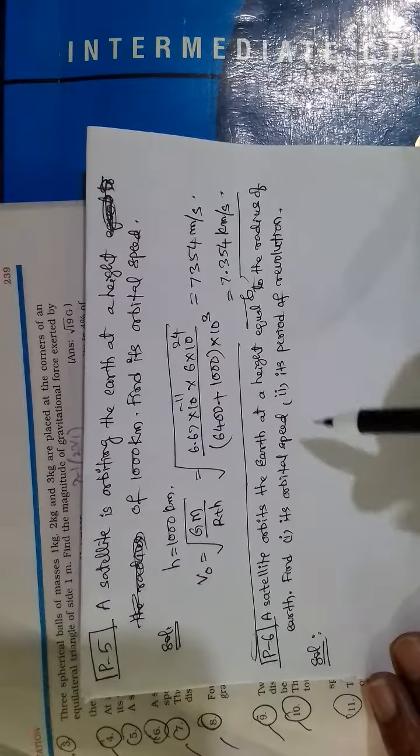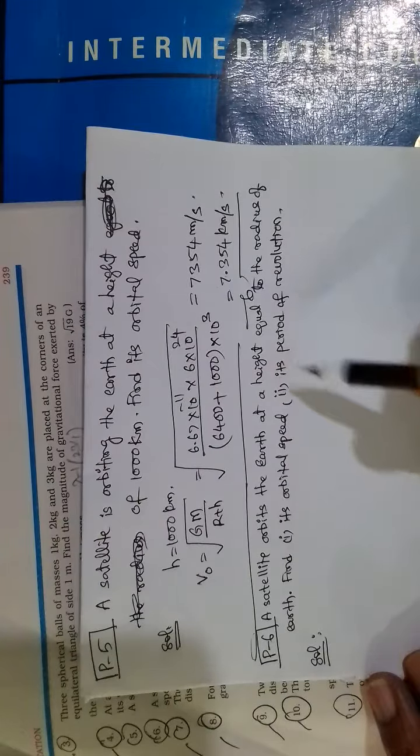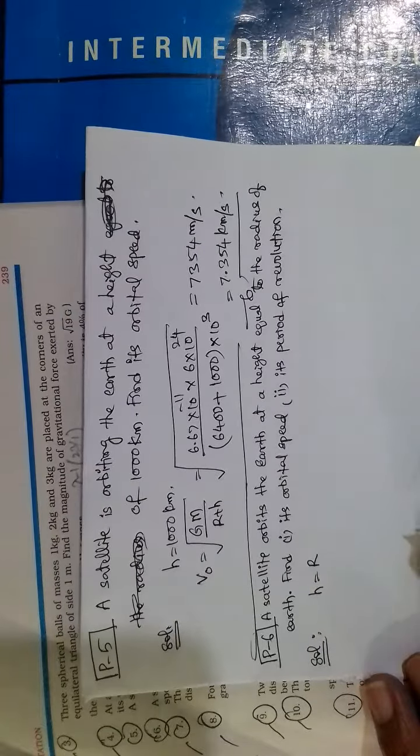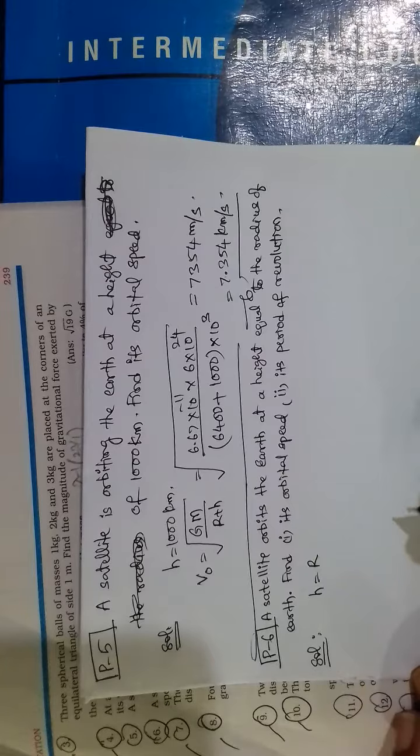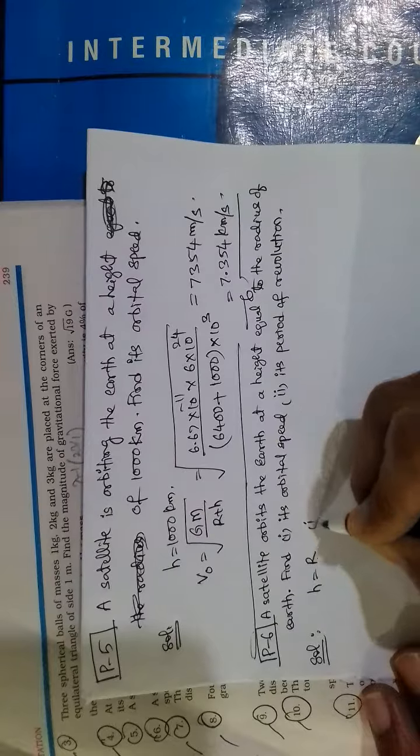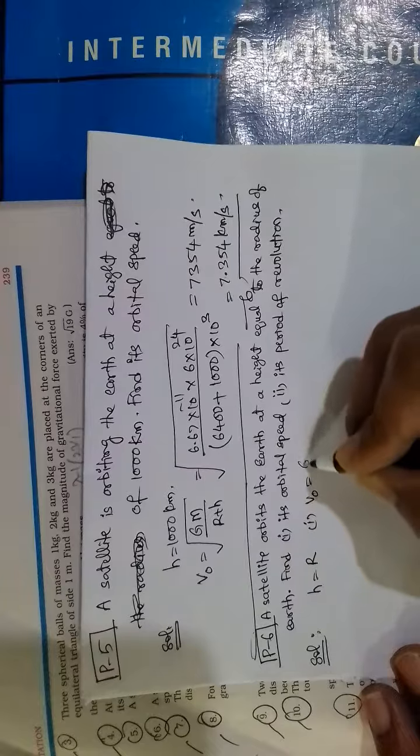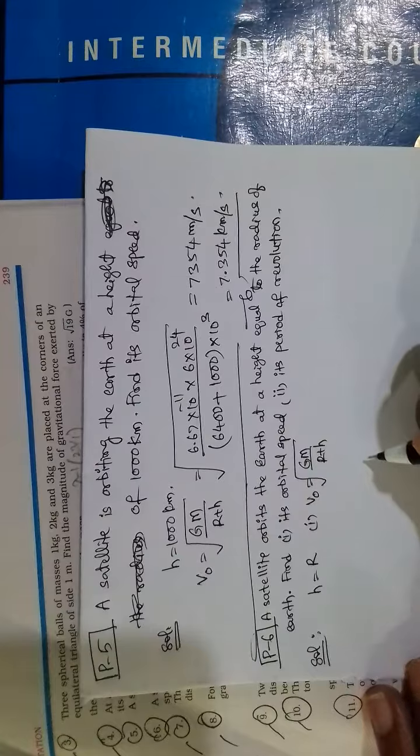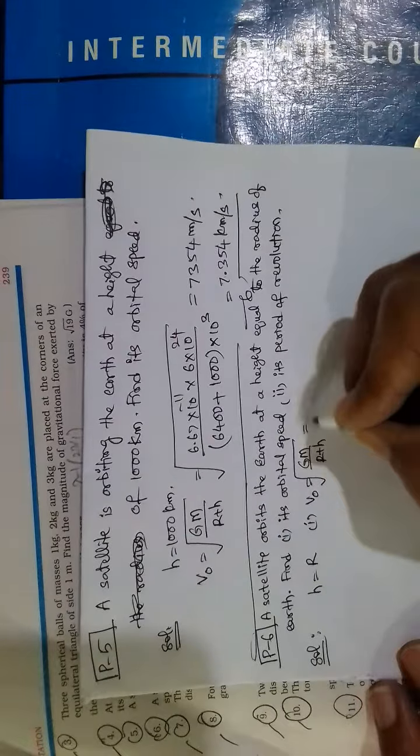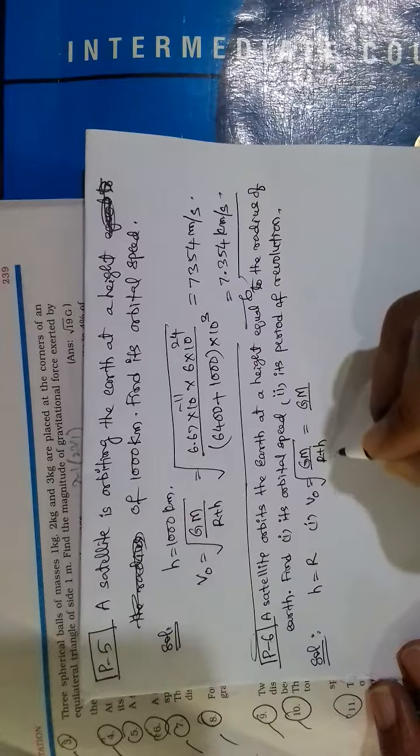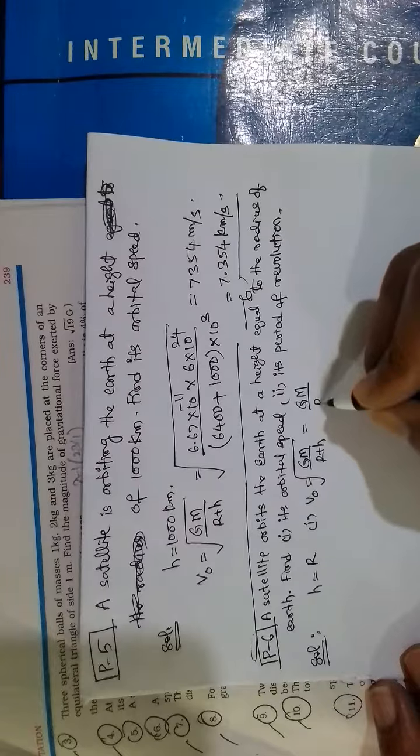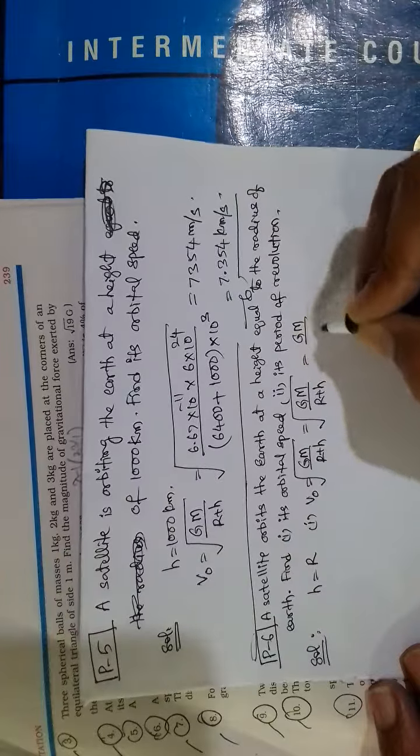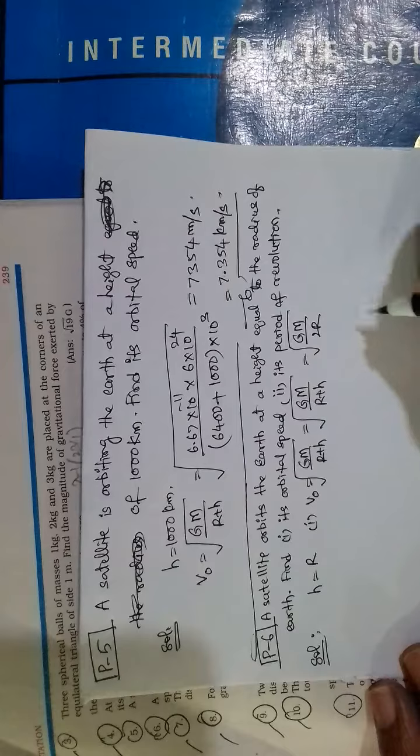A satellite orbits the Earth at a height equal to the radius of Earth. See here, height is equal to radius of Earth. So first find its orbital speed. VO is equal to the square root of GM by R plus h. Here, in place of h you have to write R plus R, that is the square root of GM by 2R.